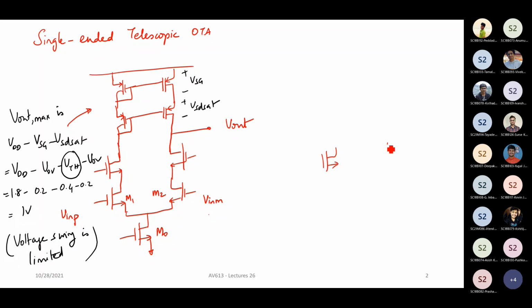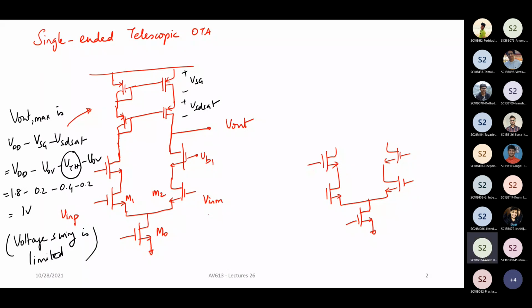Let me first draw the bottom section. For this, the bottom section will have the same thing, right? Bottom limit will not change. Basically, based on what we did, V out min will be VB1 minus VTH, let's say this is VB1.